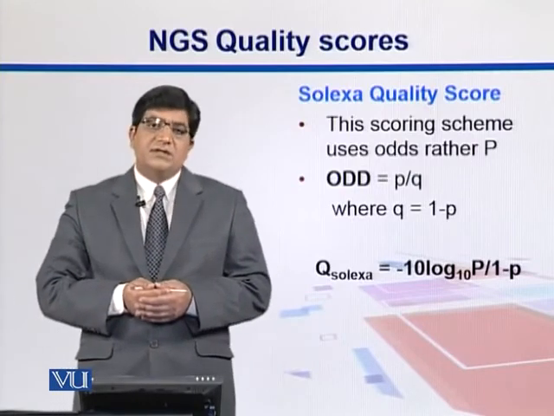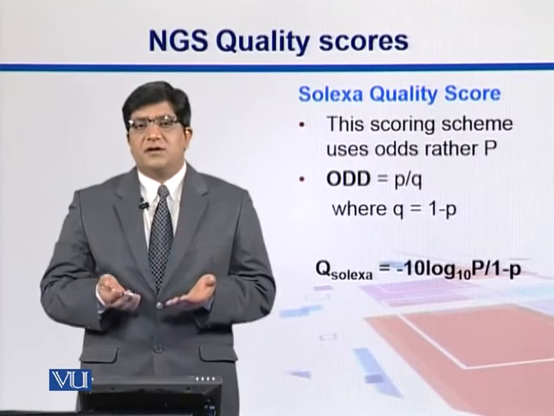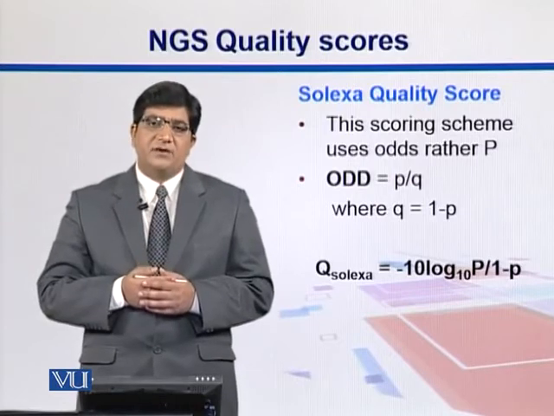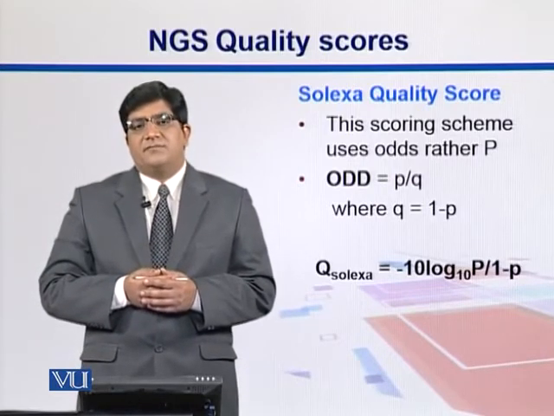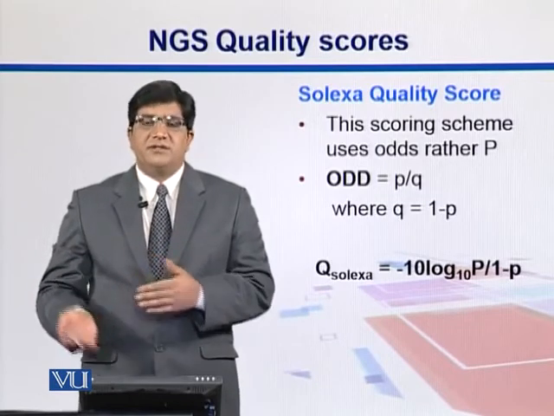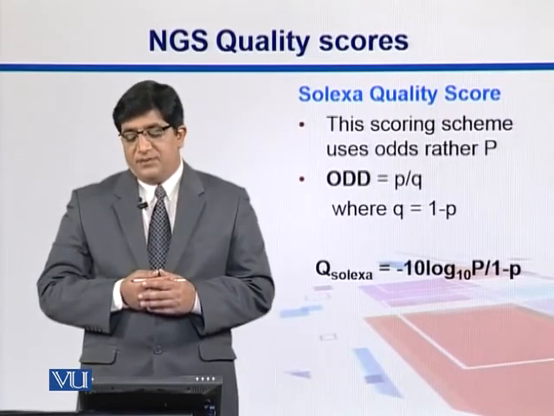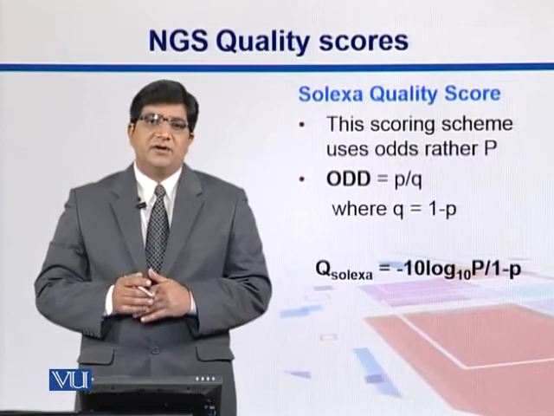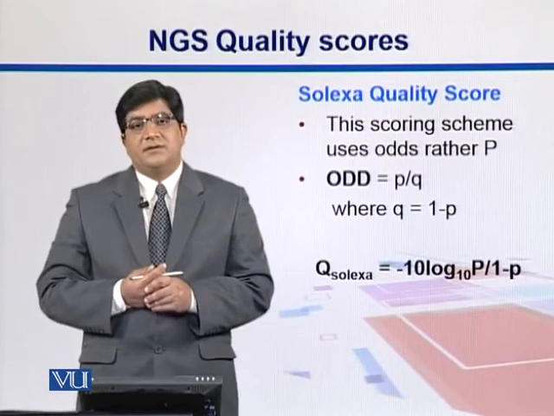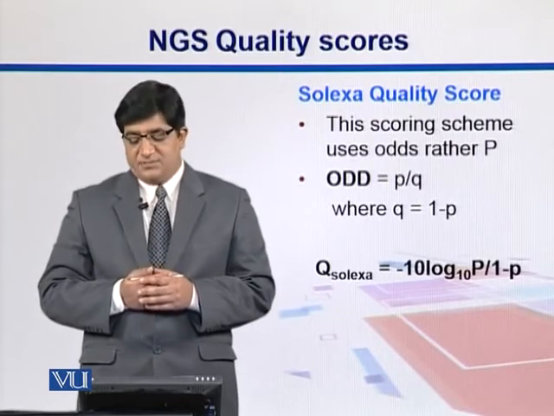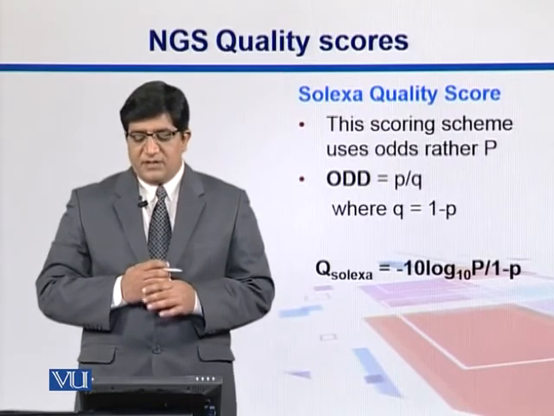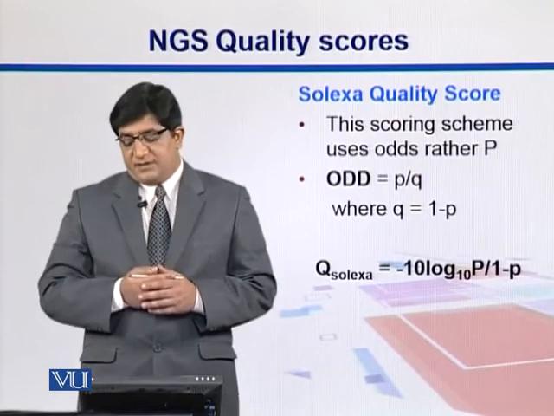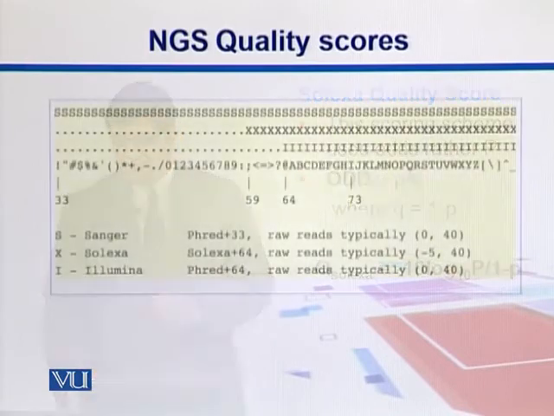In Solexa scores, they have made a small modification. Rather than using the probability, they use another parameter which we call odds. Odds is the probability of success versus the probability of failure. In this case, we can say it is P over Q, where P is the probability of error, here the probability of failure, divided by the probability of success, that is Q, which is 1 minus P. With this small substitution, everything is the same. In Q Solexa, we have Q equal to negative 10 times the log to the base 10 of P over 1 minus P.